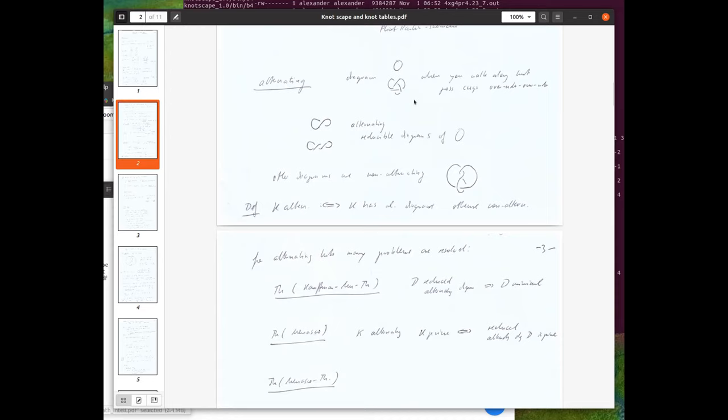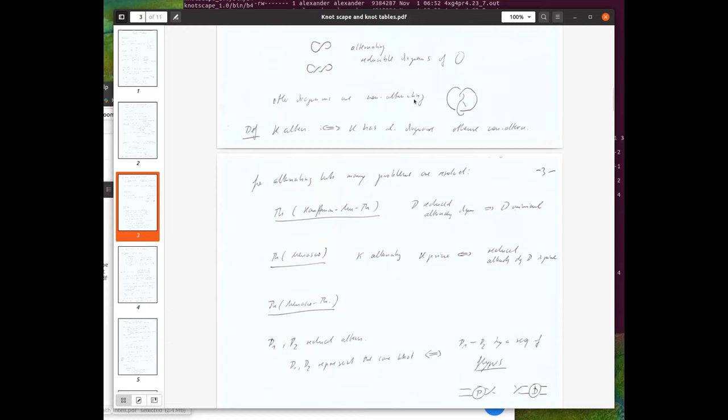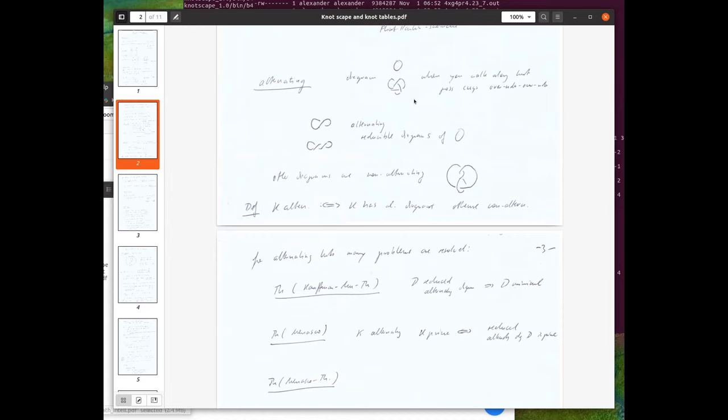Okay. So, I have a question. Yes. Is being alternating a property specific to the diagram or intrinsic to a loop? Yes. So, I will define in a minute. So, you define this first for a diagram. Okay. So, you can say that the property to be alternating is a property of the diagram. And you have examples of such diagrams. And of course, not every diagram is alternating.